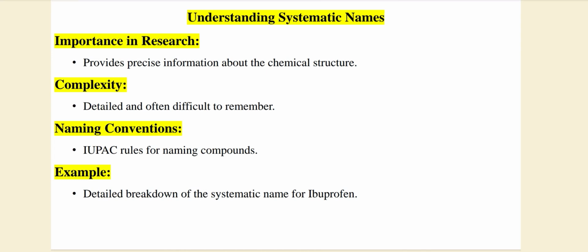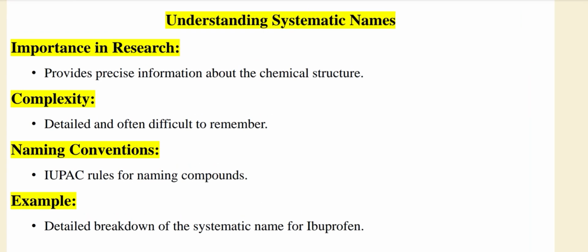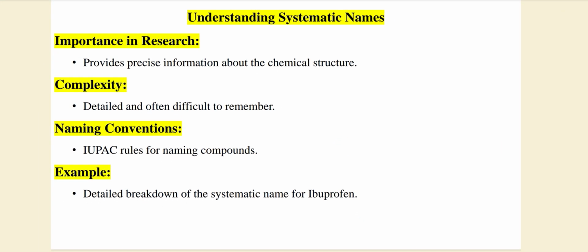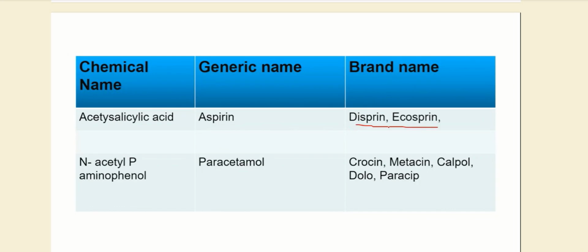Understanding systematic names is important in research. How can we utilize them in research? They provide information on chemical structure. Complexity: they are detailed and often difficult to remember. The naming convention is the IUPAC rule for naming compounds. The example is a detailed breakdown of the systematic name for ibuprofen.